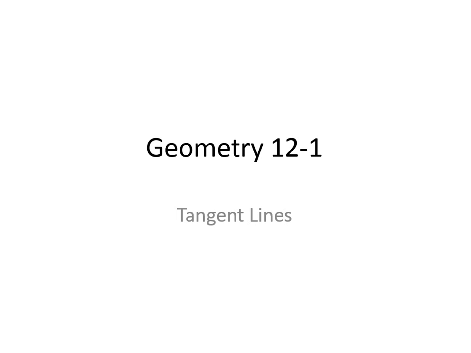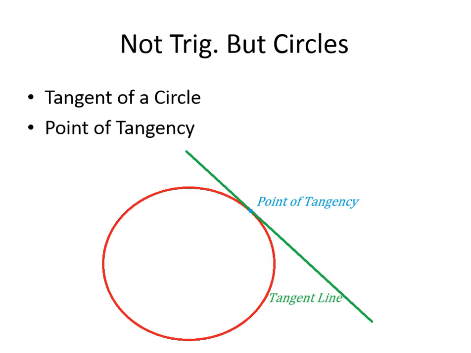Okay, so tangent lines. When we're talking about tangent lines, we're not talking specifically about what we've done in trig with tangents. They are related, in that the tangent of an angle is basically the length of the tangent line that comes off of it. But we're looking at more of just a line itself. A tangent of a circle is a line that touches a circle at only one point, and that point is called your point of tangency.